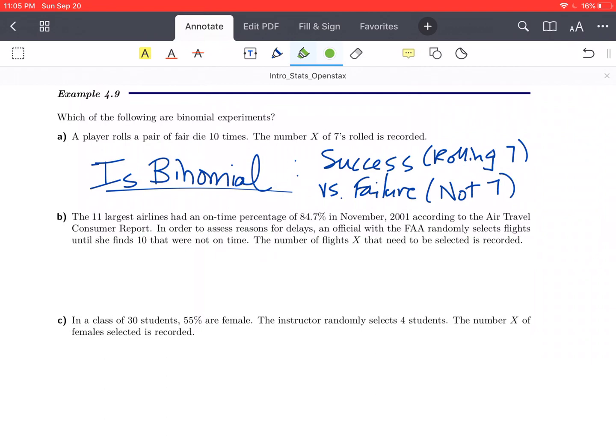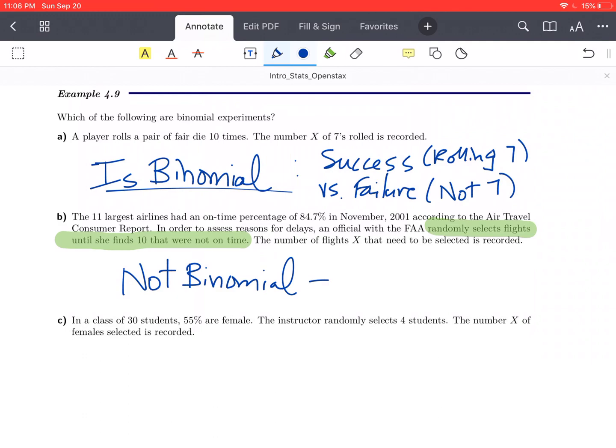Okay, so in this case, this is not happening a fixed number of times because it says she randomly selects flights until she finds 10 that were not on time. So if it's the first 10, then she performed the experiment 10 times. If it takes her 100 tries to find 10 that were not on time, then she's performing it a totally different number of times. So this one, right away from the first condition, is not binomial. And that's because it's not performed a fixed number of times.